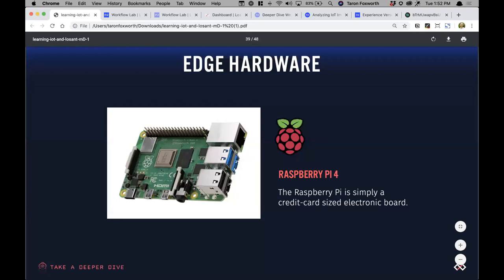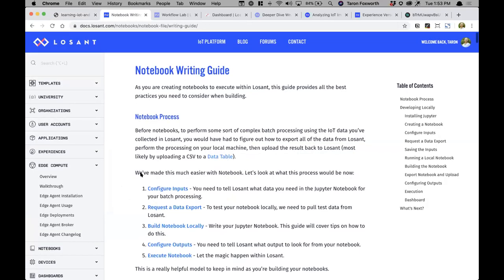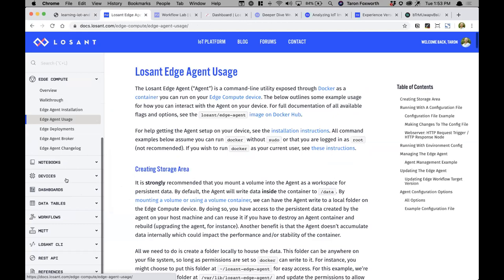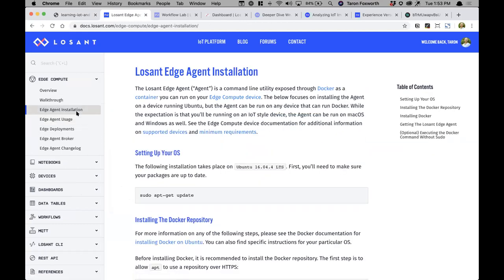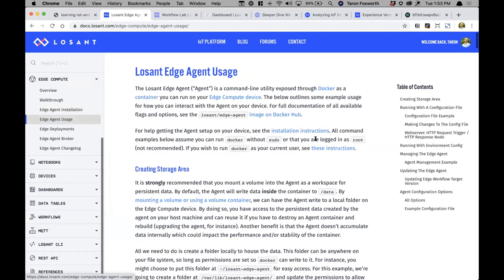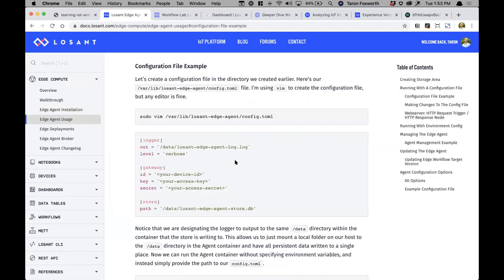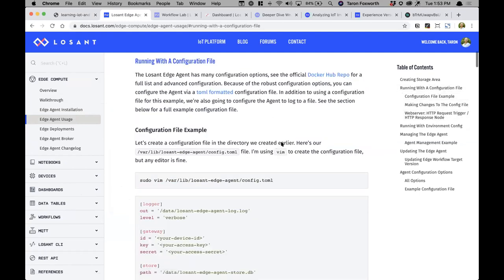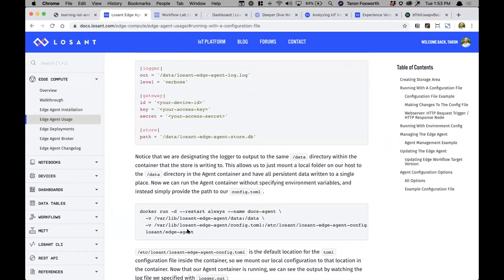Yes. In the docs, there are two pieces of documentation when it comes to the Edge agent that I would totally recommend. And that's the Edge agent usage and Edge agent installation docs. They walk you through setting up the Edge agent and how to use it. So in this case, how will we actually run the Edge agent with a configuration file, which is the recommended way. Here's that example command here.